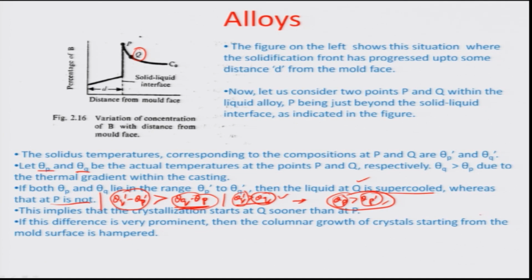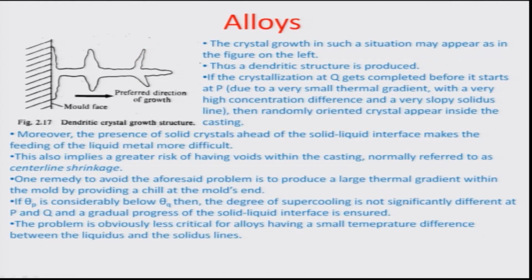So, what is happening now because of this is that the columnar orientation of the crystal is hampered, and there is a side growth of the crystal at the point Q. So, it effectively turns out that although the preferred growth direction is from the mold phase onwards, because of the effects of concentrational changes near this area where it is solidifying, let us say this is the solidification front, there is going to be a sidewise growth. Okay. And this is also known as the dendritic growth of the crystal structure. So, the crystal growth in such a situation may appear as in the figure.